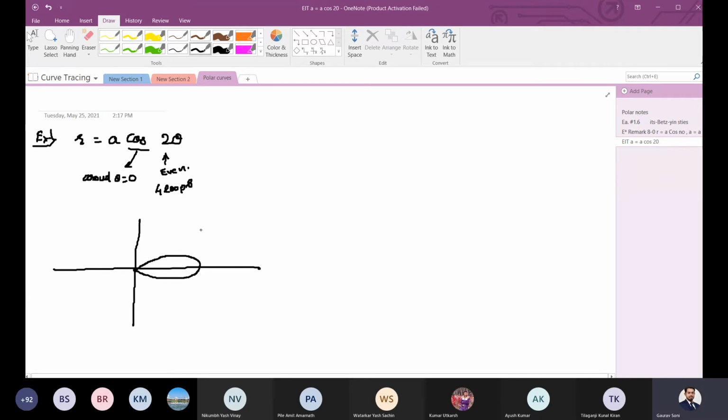Then this will be theta equal to pi by 4, theta equal to 0, theta equal to pi by 4. The next will go around theta equal to pi by 2. This will be theta equal to 3 pi by 4, theta equal to pi. So this type of 4 loops are going to be there.